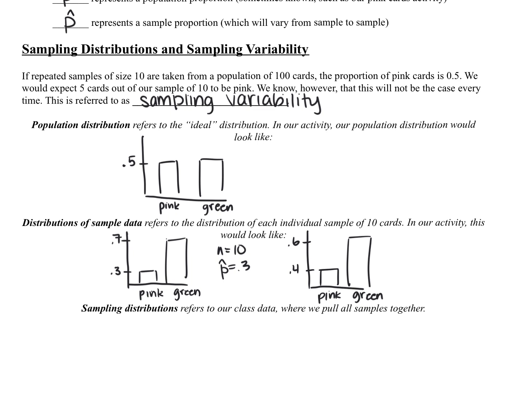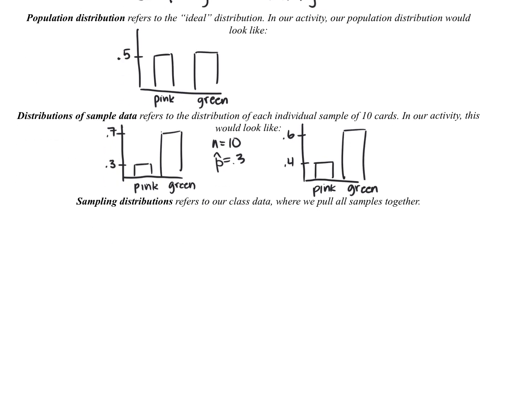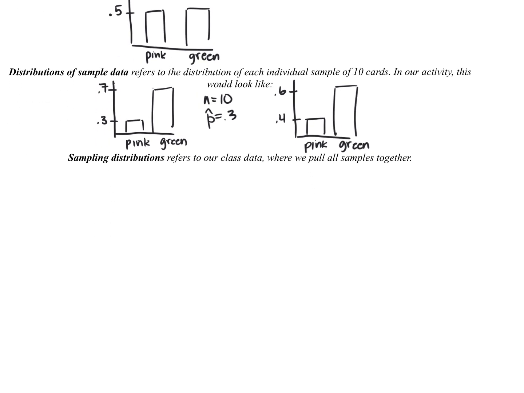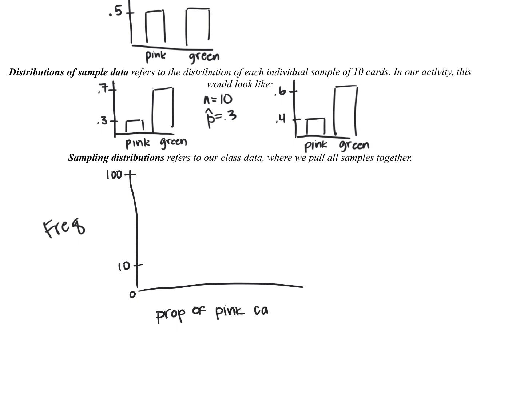And if I were to do this 20, 30 times, I could put together my sampling distribution, pulling those all together into a single histogram. So we have our frequency, it goes from 10 to 100, like how many of those cards are pink. Then we have our proportion of pink cards along our y-axis, which can go up by 0.10s.